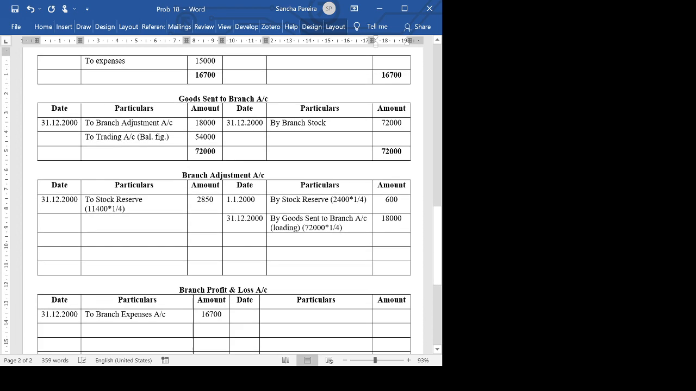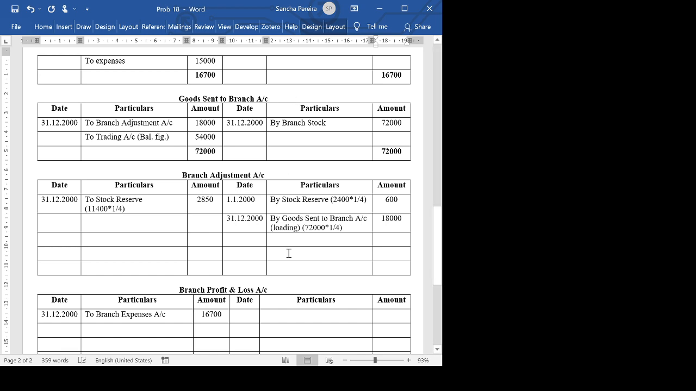Okay, so this I prepared just for you to know. This goods sent to branch account, the balancing figure is always sent to the trading account. And when I mean trading account, it is the trading account of the head office. What is the meaning of that? It is actually showing in the books of the head office what goods have been sent to the branch. So this balancing figure does not go anywhere else. It goes directly to the trading account of the head office.